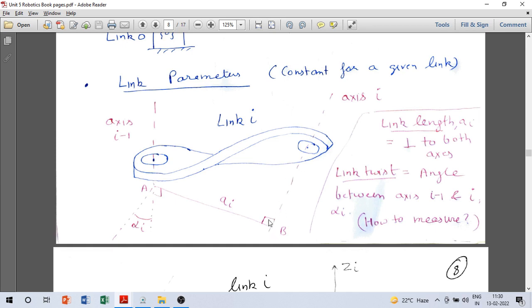Or move axis I to point A and then see what is the angle between them. Okay, so that is called link twist. But one question arises: how to measure them? There has to be a sense, because link twist could be, for example, 20 degrees or minus 20 degrees. So how to measure that, we'll look at later on. But corresponding to a link, you have these two parameters, link length and link twist, which are constant for a given link.